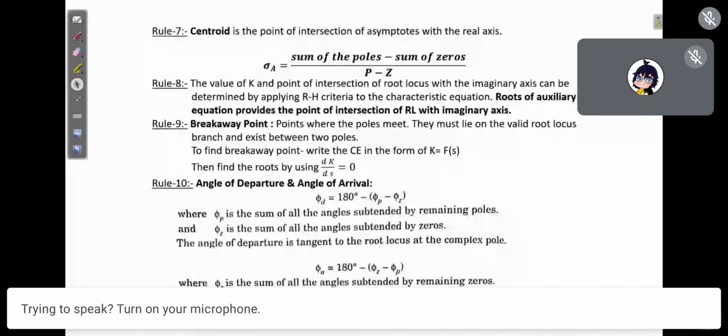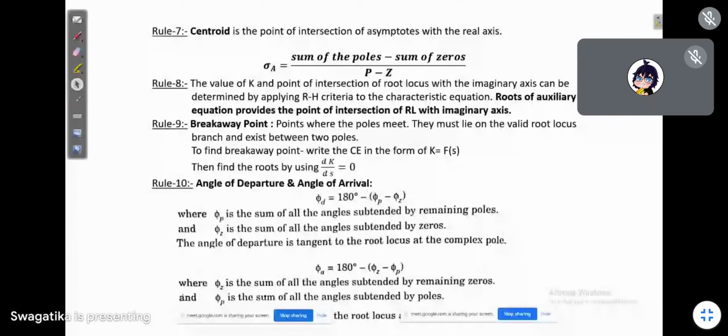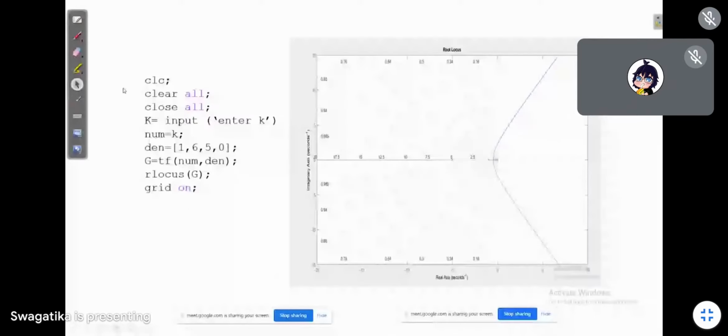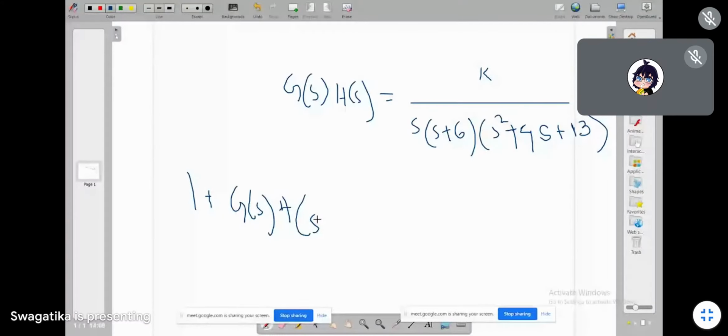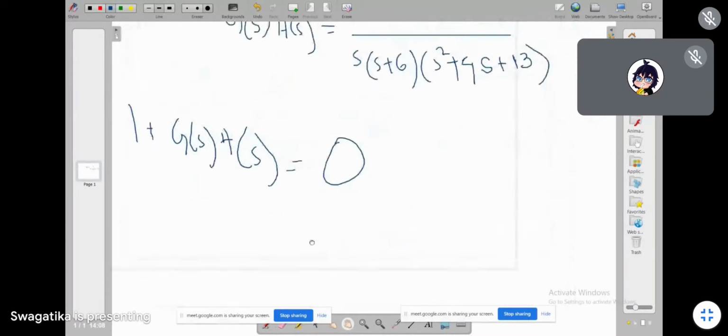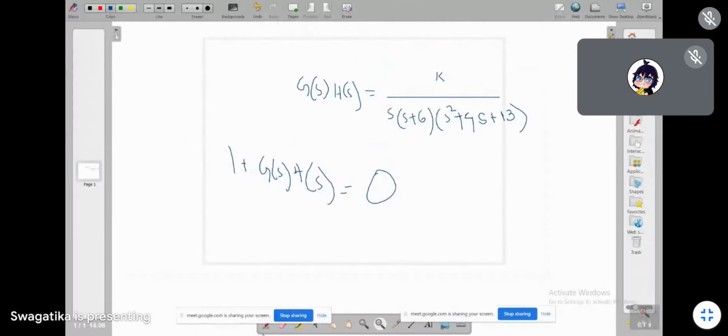Then the closed loop transfer function GS by 1 plus GSHS is your transfer function, from a characteristics equation here. Okay, ma'am. One plus GSHS is equal to 0. You have to make this characteristics equation. Okay. So how will you do that?